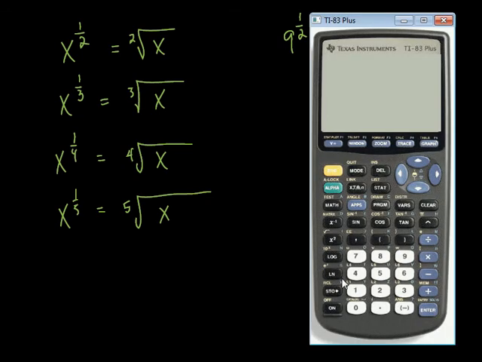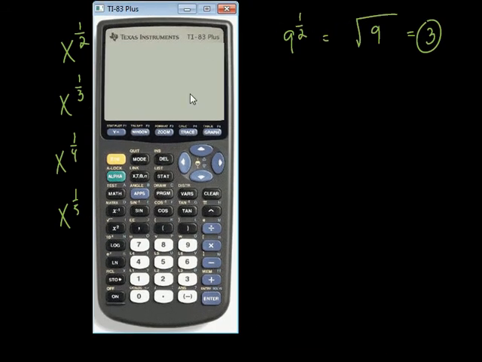We just happen to have a calculator right here. So watch. Let's put 9 to the 1/2. Turn it on. So how do we do that? 9 to the, see that's the exponent on this calculator, to the 1/2 power. I'll put it in parentheses.